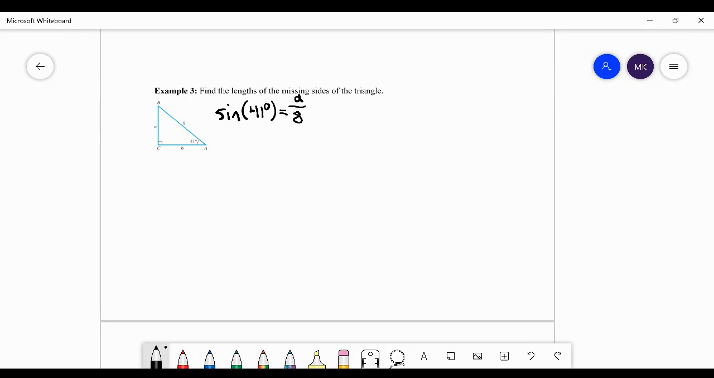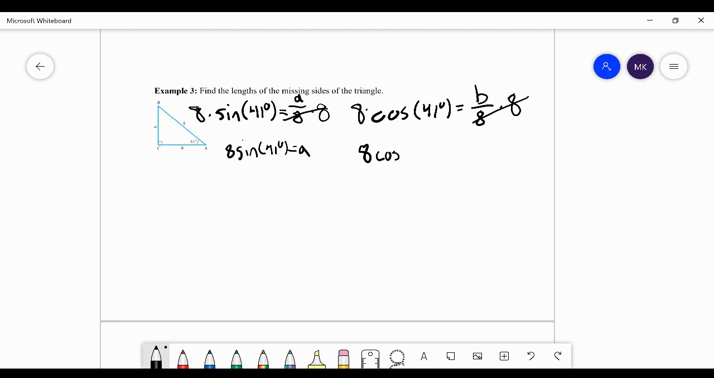Similarly for B, we are going to use cosine of 41 degrees, and cosine is adjacent over hypotenuse. So we get this very similar structure for both of these two sides. Both of them are going to have the same first step, multiply by 8 on both sides. And what we end up with is 8 sine of 41 degrees equals A, and 8 cosine of 41 degrees equals B.